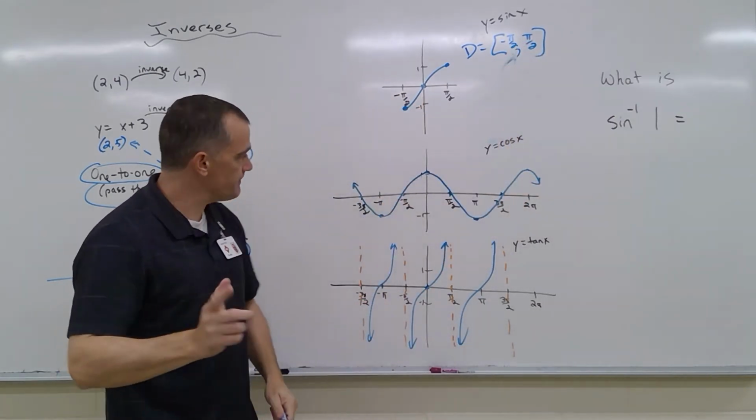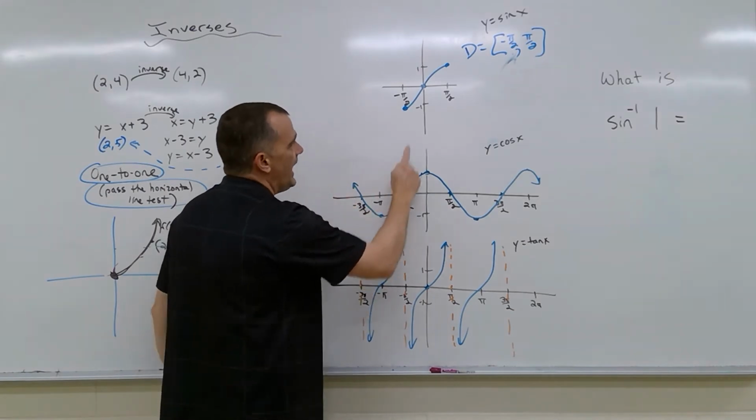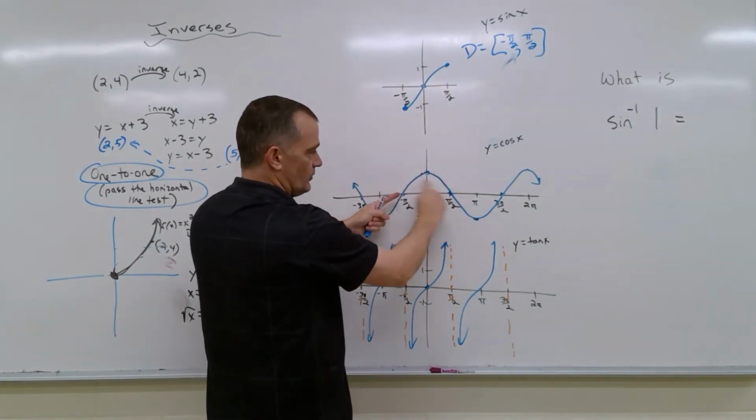Right here for cosine, I'm going to restrict the domain here. I can't do it the same way I did there because it still wouldn't be one-to-one.